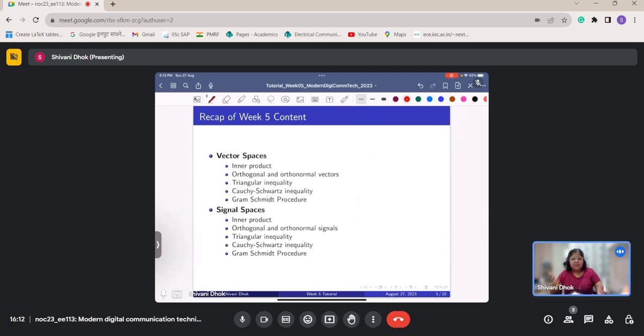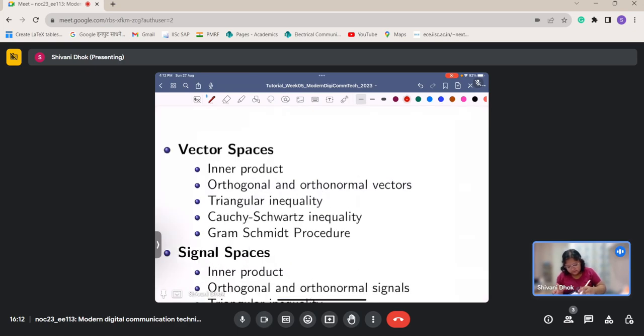So what do you mean by a vector space? It is a collection of vectors which satisfy certain properties, which we won't be going into much detail, that you can find in any linear algebra course. Some of the operations or properties associated with any vector space were discussed. The first thing that was discussed was the inner product.